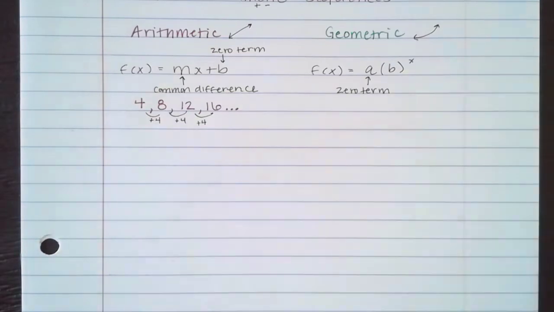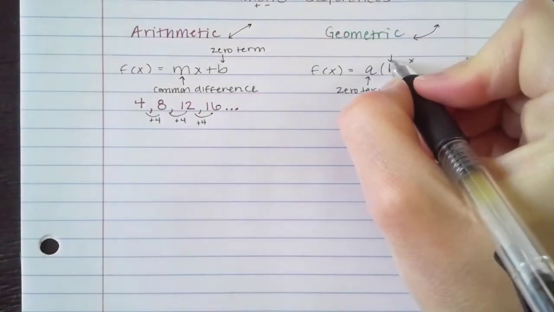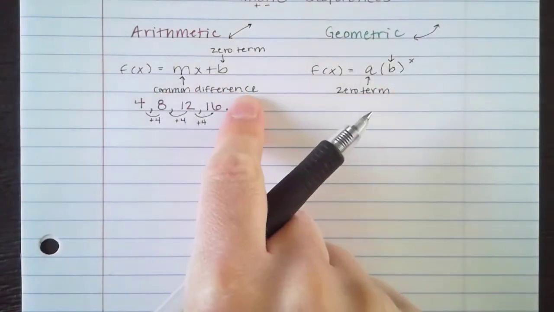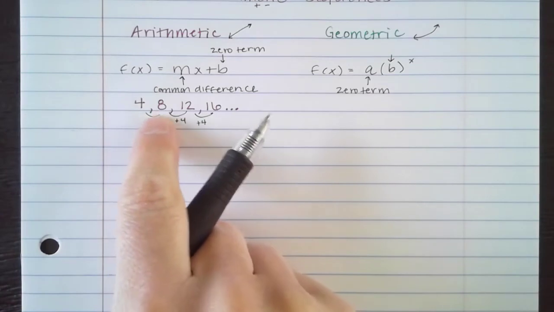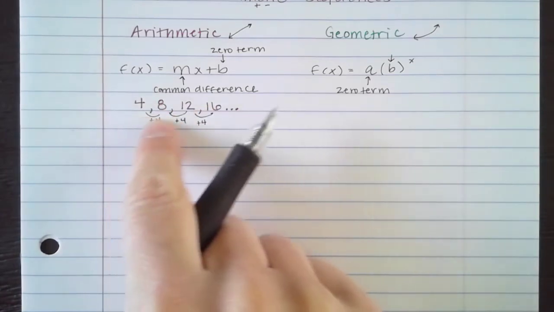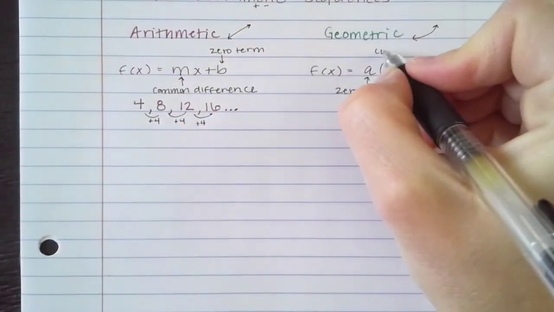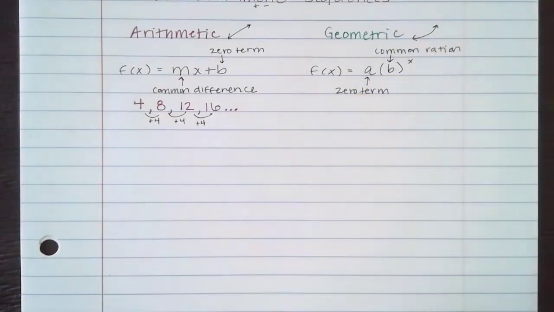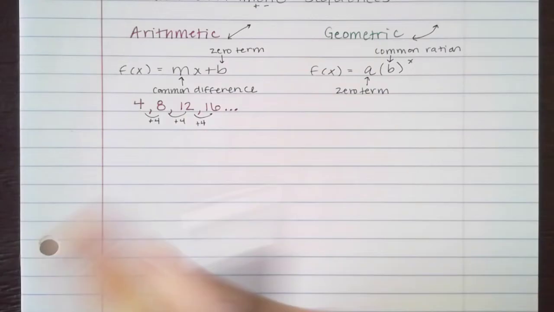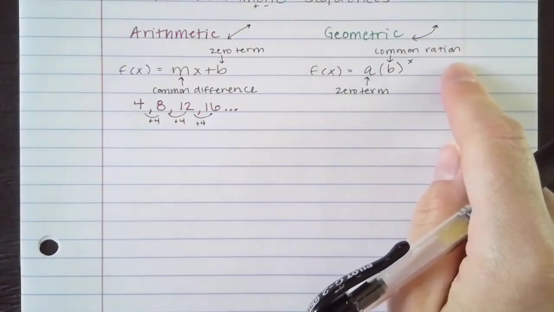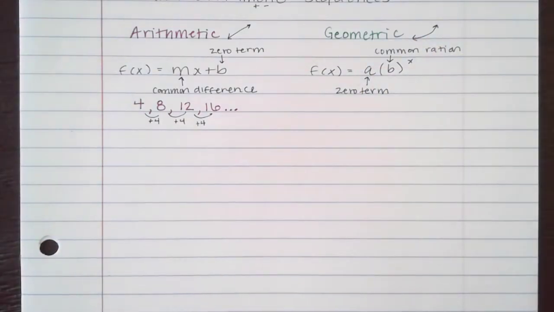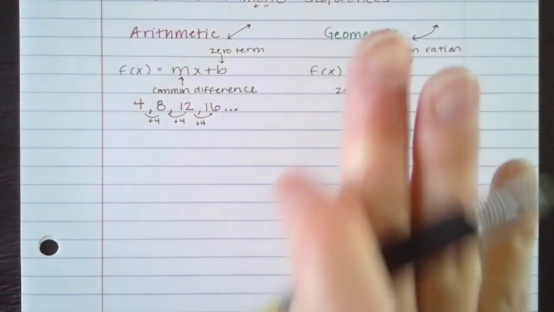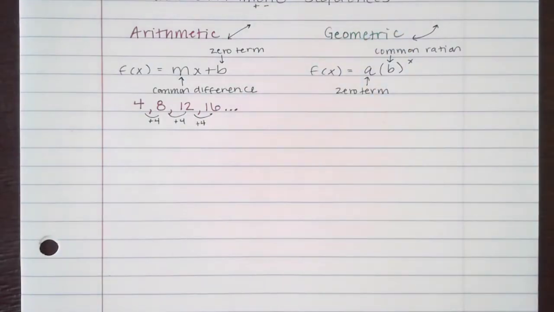And we'll talk about what the zero term is a lot tomorrow, or the next day that we're going to be working on 11.1. And the b, instead of the common difference, which is the difference, there's 4 between the two numbers, we call this the common ratio, which is what you're multiplying by. If you're dividing, you just multiply by a fraction. If you're dividing by 2, you're technically multiplying by 1/2. But again, we're going to go into all of that later.